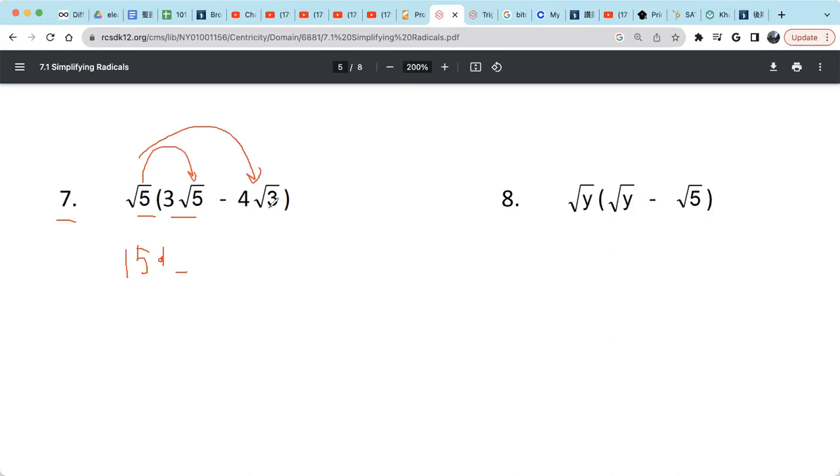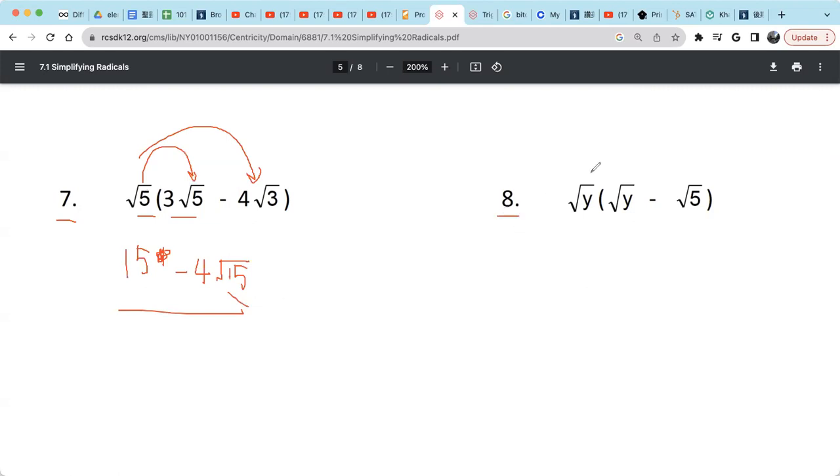Well, 3 and 5 are both prime numbers. That means 4 square root of 15. So this 15 is a rational number. And under the radical sign, 15 is the number that when squared gives 15. So this is an irrational number. 15 minus 4 radical 15.